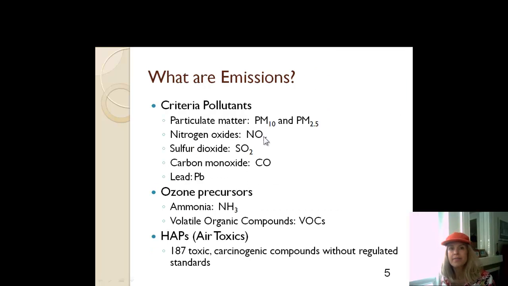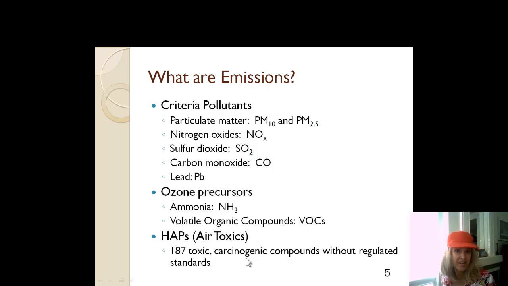Criteria pollutants are defined a little bit differently for emissions inventories than for air quality monitoring. Criteria pollutants include the PM10, nitrogen oxide, sulfur dioxide, carbon monoxide, and lead. It does not include ozone, of course, because ozone is created on the fly from volatile organic compounds and nitrogen oxides. So what emissions inventories do is they inventory sources of these precursors.